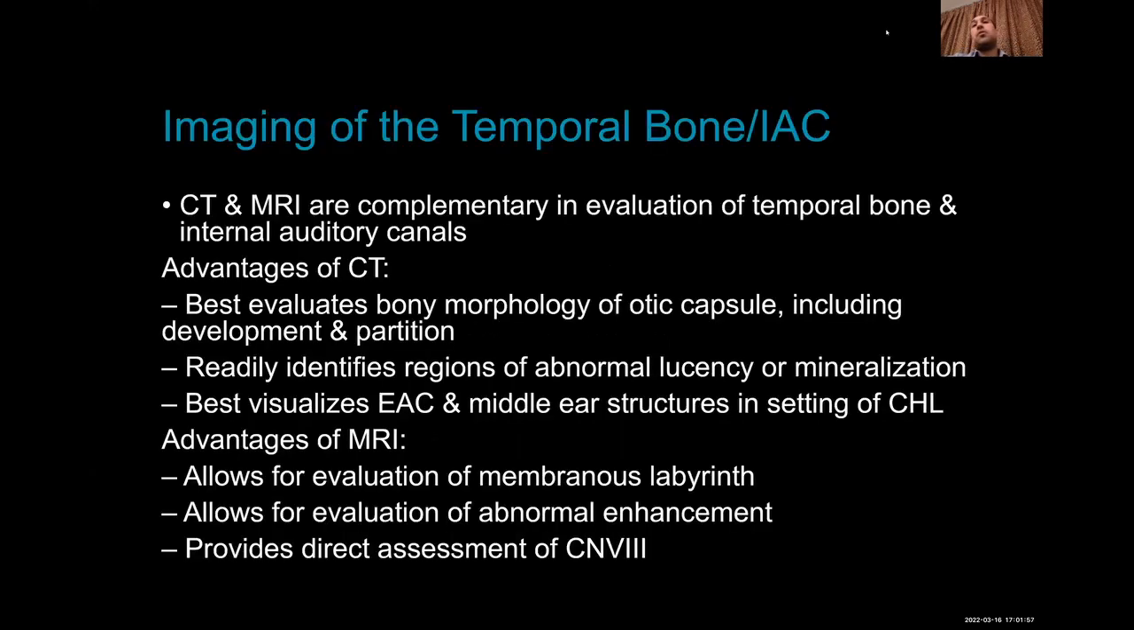I will start with some anatomy imaging of the temporal bone and the internal auditory canal. CT and the MRI are complementary in evaluation of temporal bone and the internal auditory canals. The advantage of the CT is that it best evaluates the bone. MRI evaluates soft tissue, including nerves, muscles, and fluid containing structures. CT best evaluates bony morphology, otic capsule, including development and the partitions, which is important because a defect in the partition will be a reason for congenital anomalies. It readily identifies regions of abnormal lucency or mineralization, and best visualizes the external auditory canal and middle ear structures in the setting of conductive hearing loss. Advantages of the MRI are evaluation of the membranous labyrinth, abnormal enhancement, and assessment of the cranial nerves, especially cranial nerve number 7.